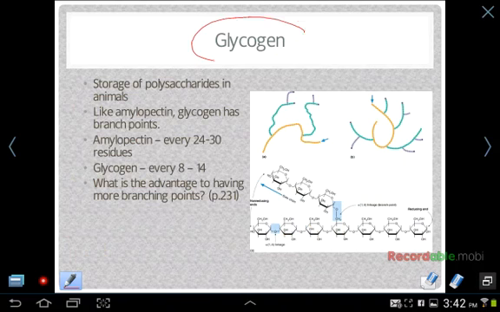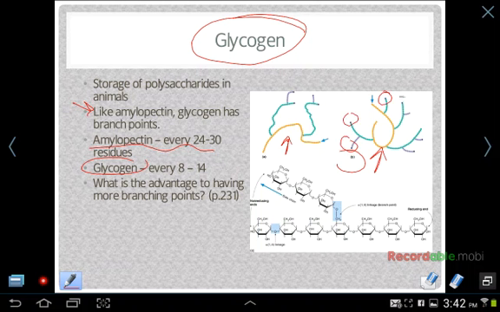Now, glycogen is how animals store glucose in the cells, and it is a lot like amylopectin but it has more branch points. So amylopectin has branching at about every 24 to 30 residues, as you can see here. However, glycogen can have it every 8 to 14 residues. You get that branch point. So as you can see in B, we have a lot more of these non-reducing end branch points.